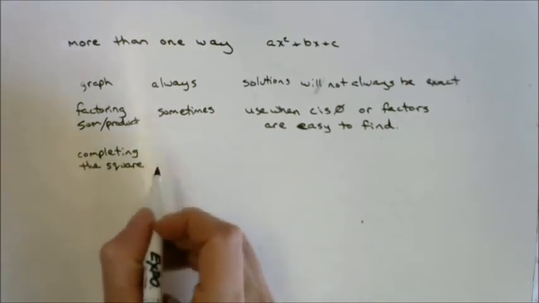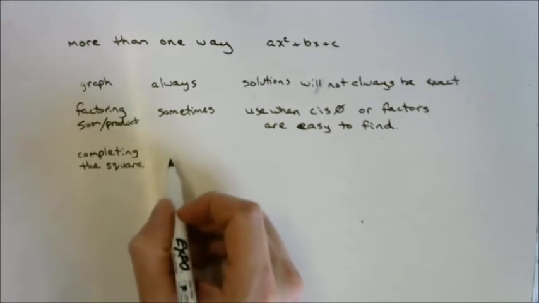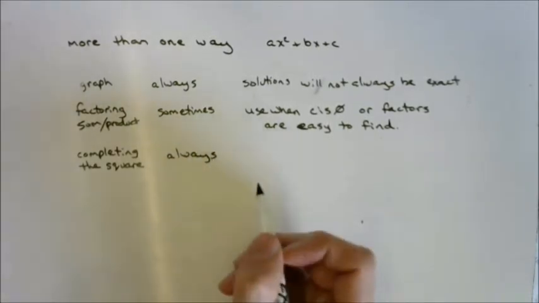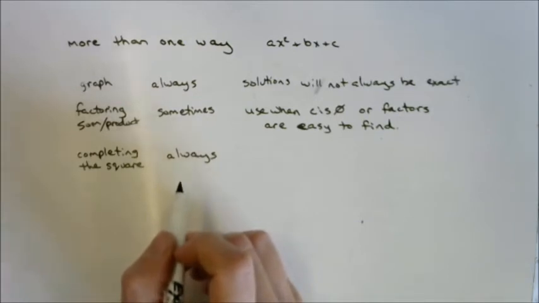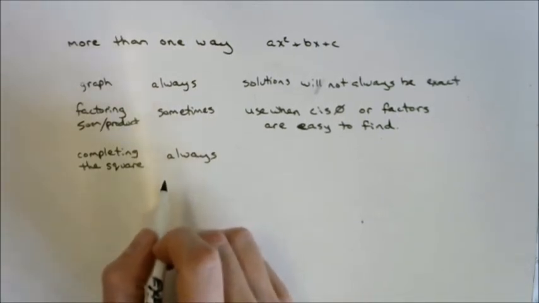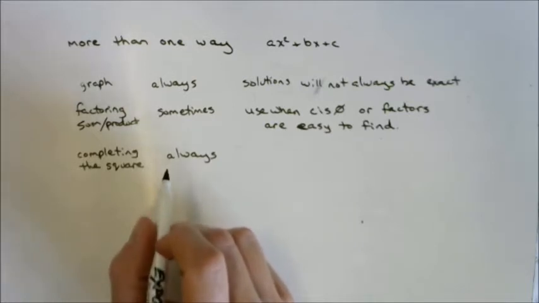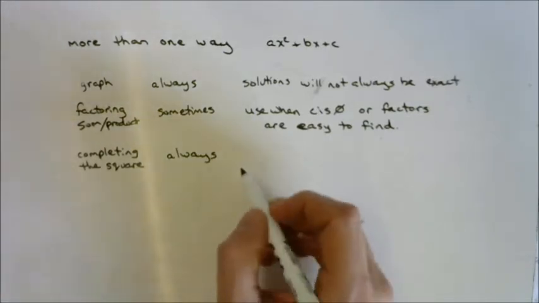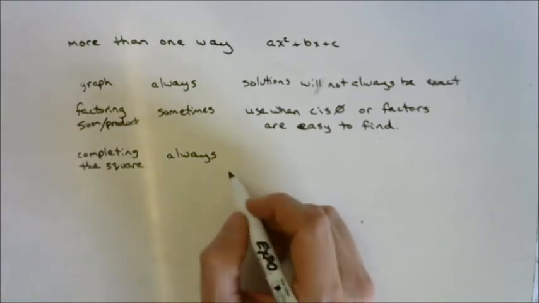Everybody's favorite. That's from lesson 6.1. Okay, when can you use this? You can always use completing the square. No matter how difficult the quadratic looks, you will be able to complete the square because you can always take half of b and square it and find a trinomial that's a perfect square that you can represent as a binomial squared.